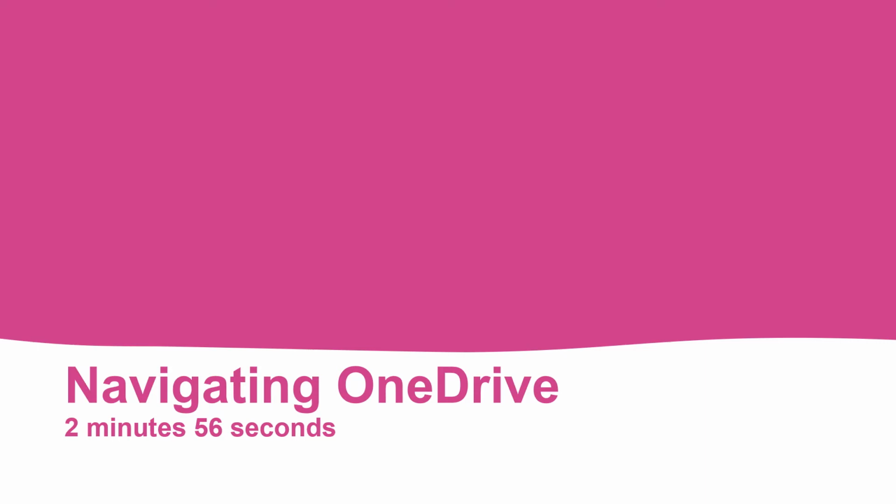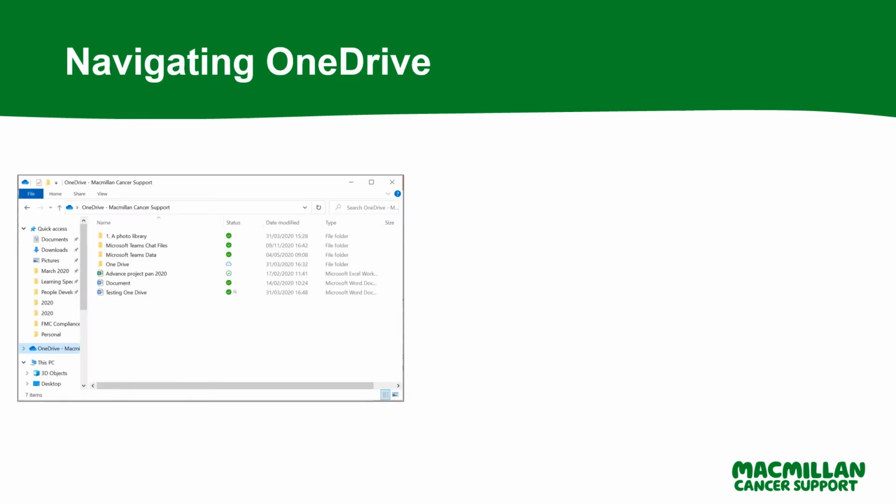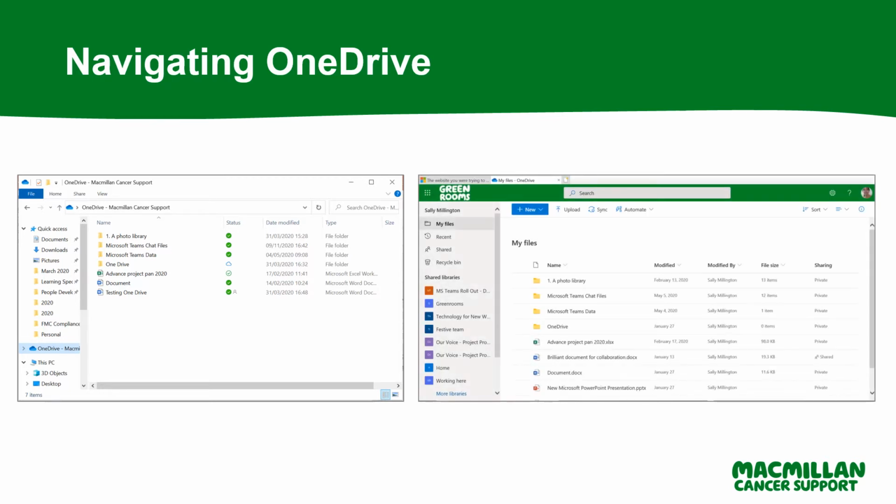After you've followed the steps to log into OneDrive, you'll see OneDrive a lot throughout your work. So here we'll look at the different ways that you can navigate around it. There are two ways of viewing your OneDrive folders. On your desktop folders, which is the same way we would have been able to access our H drive, and also in a web browser, which does allow us access to some additional features of OneDrive, which are covered in the other videos.